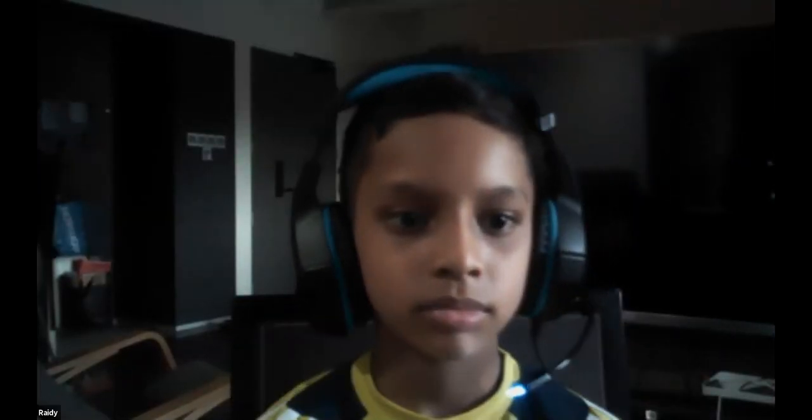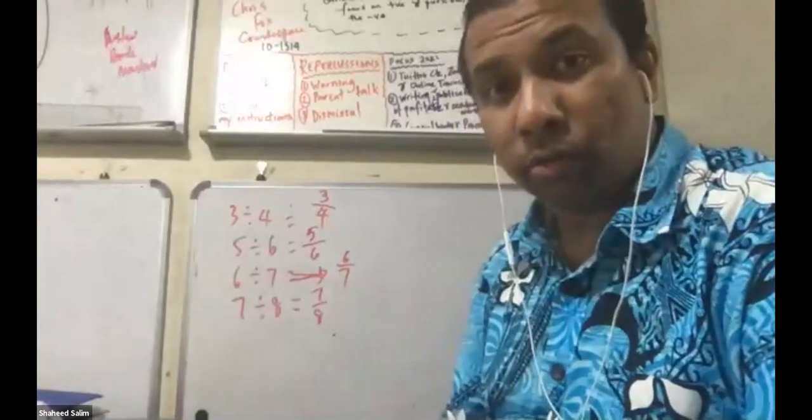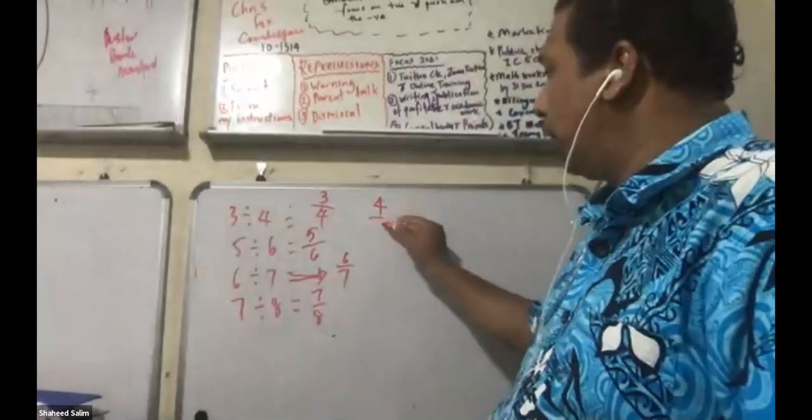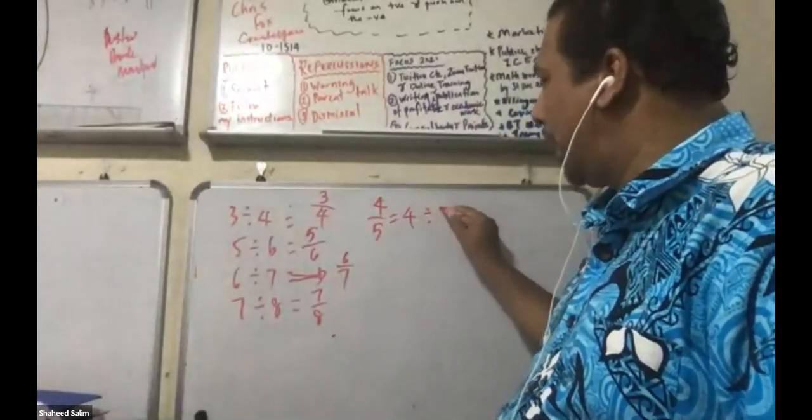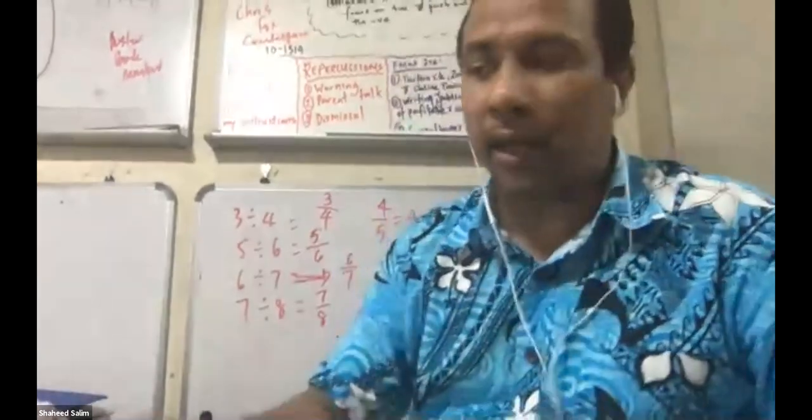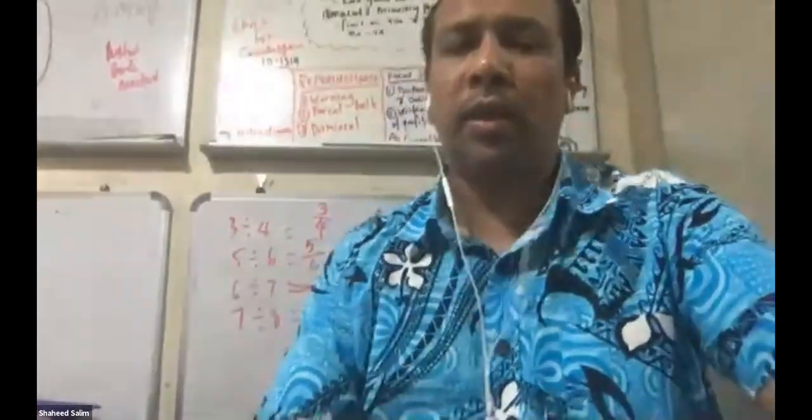So remember, fractions actually can be division, you know. If let's say someone give you 4 out of 5, this also means 4 divided by 5. Okay, just remember that, okay? So we are going to move on to the next one now.